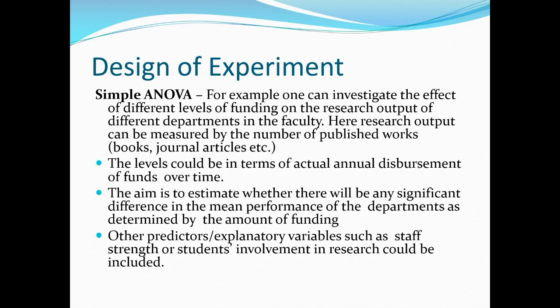Other predictors or explanatory variables such as staff strength or students' involvement in research could be included. So if you are using a regression, for instance, in this case, a single regression, you are using only one independent variable, which is funding. But you can include other variables like student involvement in research, or the staff strength, whether these people have the kind of staff they have, both in number and quality, so to speak. You can include as many other variables which you think will contribute to improved performance as measured by the number of publications.